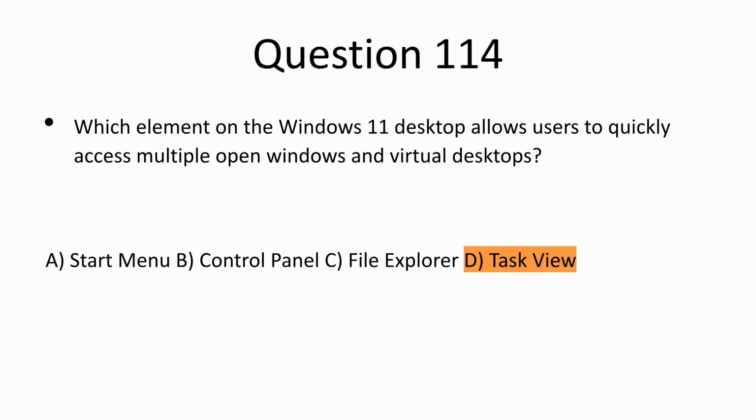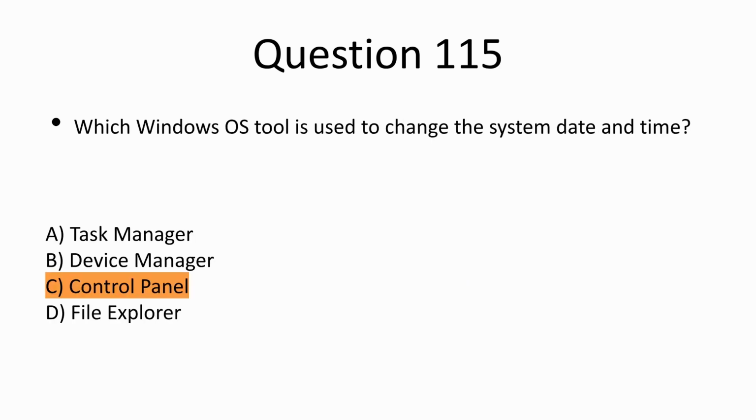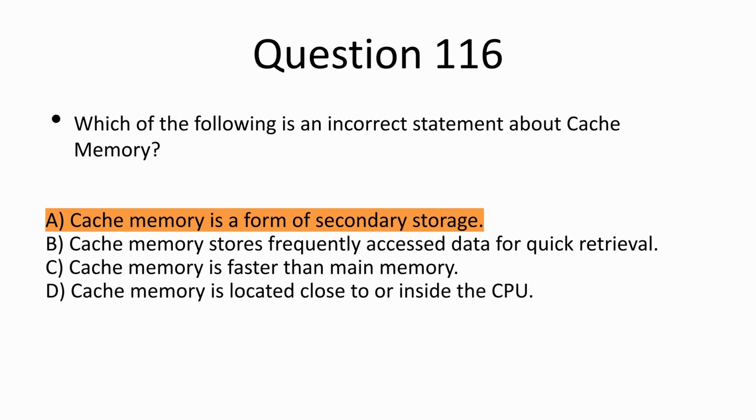Question 114. Which element on the Windows 11 desktop allows users to quickly access multiple open windows and virtual desktops? The element is D. Task View. For question 115. Which Windows OS tool is used to change the system date and time? The correct tool is C. Control Panel.